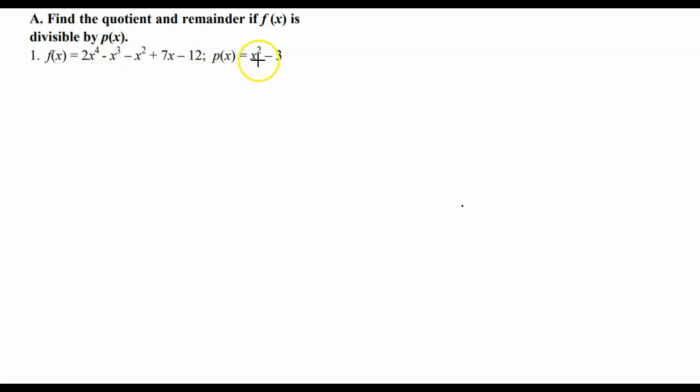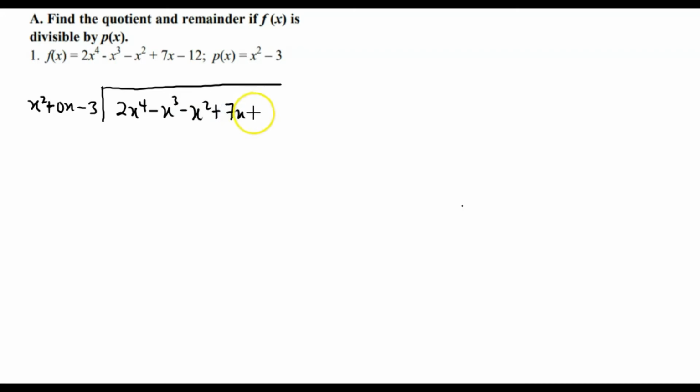But for p of x, which is the divisor, it has the highest power of x as 2, but it doesn't have the x to the power 1 term. Therefore, we will replace it with a 0x term. So with the long division approach, we must have our long division sign. Then we have our divisor to be x squared plus 0x then minus 3. Then the dividend is 2x power 4 minus x power 3 minus x squared plus 7x minus 12.